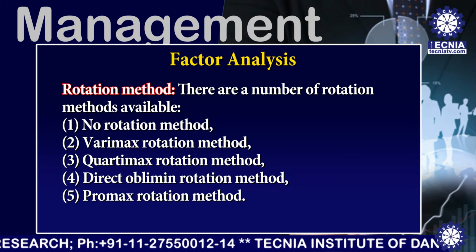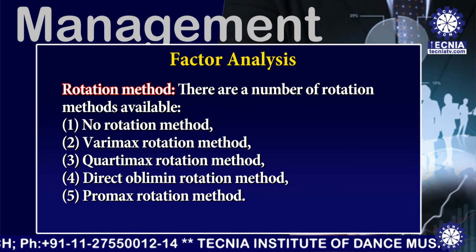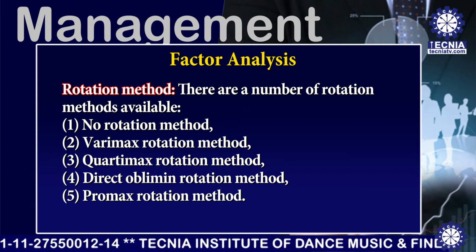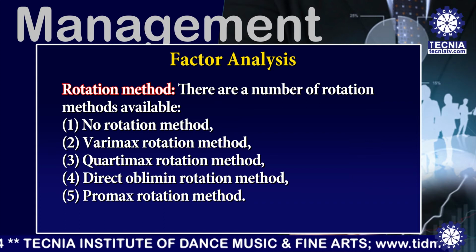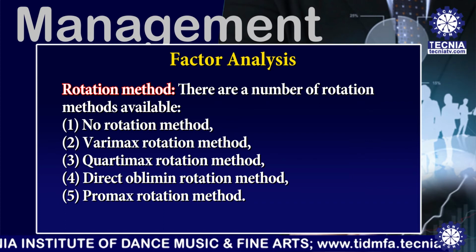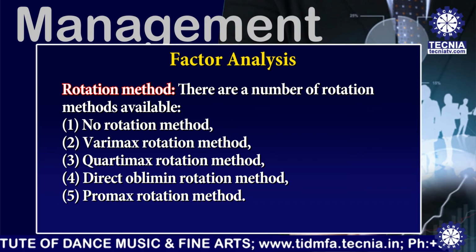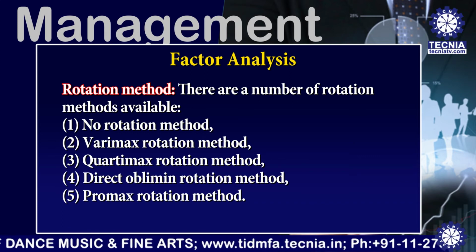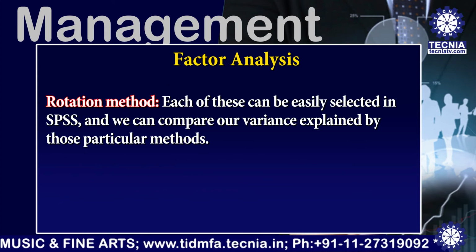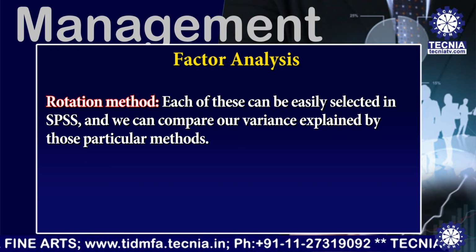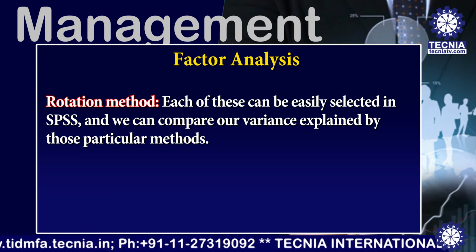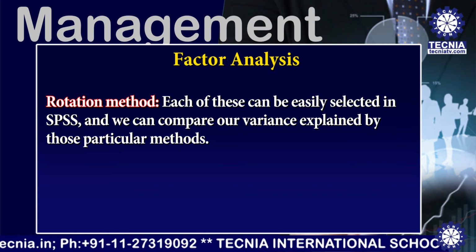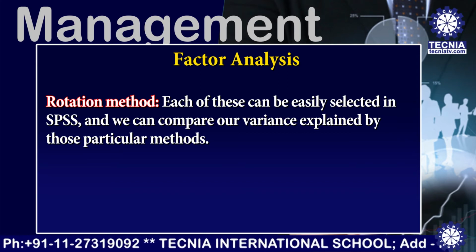First one, no rotation method. Second one, Varimax rotation method. Third one, Quartimax rotation method. Fourth one, Direct Oblimin rotation method. And fifth one, Promax rotation method. Each of these can be easily selected in SPSS, and we can compare the variance explained by those particular methods.